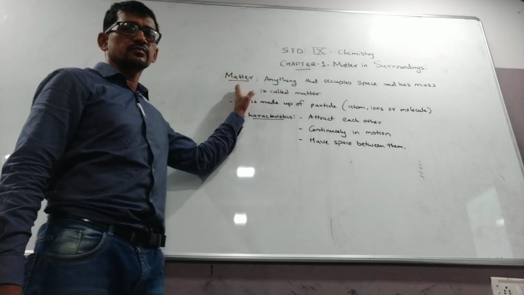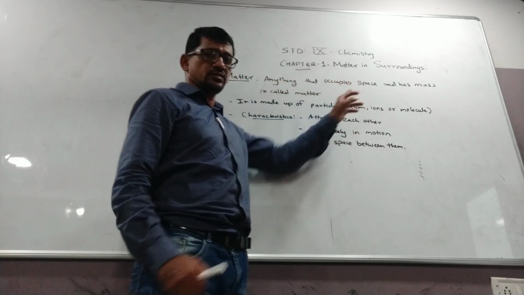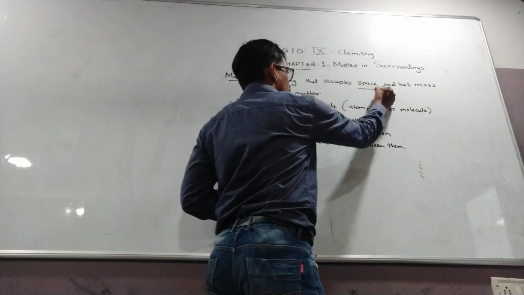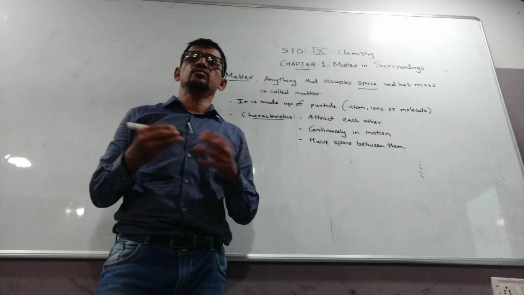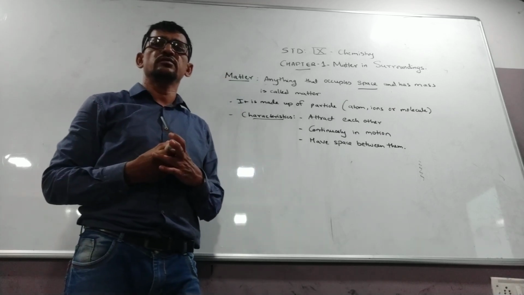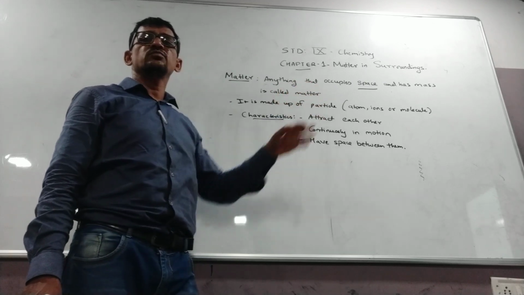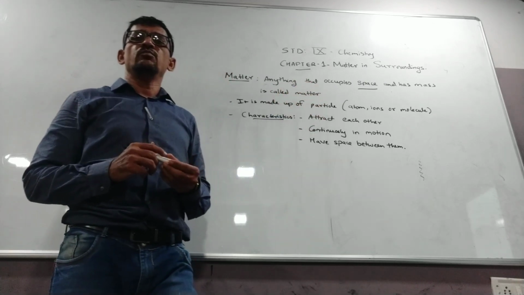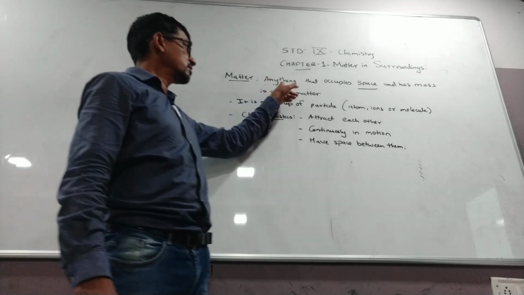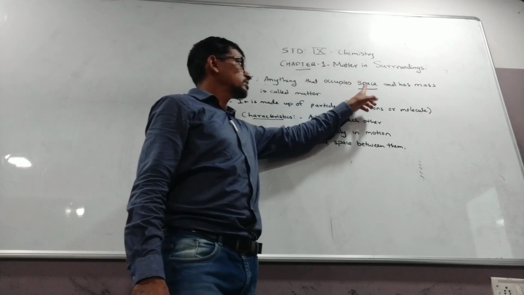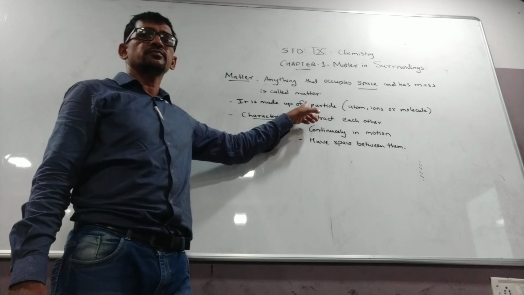First, matter. Matter means anything that occupies space. Space means volume. It occupies the volume of the container and has mass. That is matter. Mass means the amount of it. It also has weight. So again I revise: anything or any substance that occupies space and has mass is called matter.